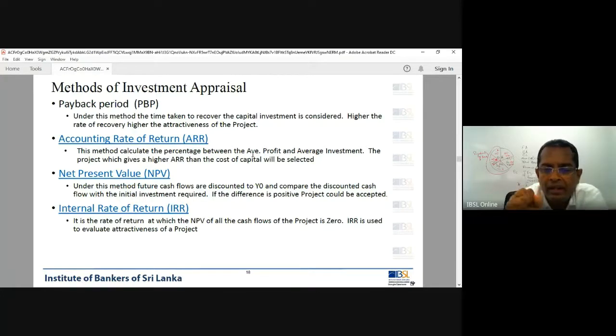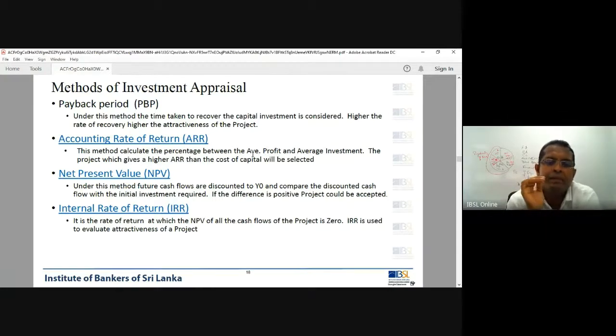Accounting rate of return. This method calculates the percentage between average profit and the average investment. The project which gives a higher ARR than the cost of capital will be selected. What is the cost of capital? If the ARR is higher than the cost of capital, we will select that one.